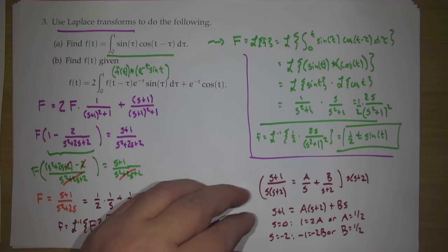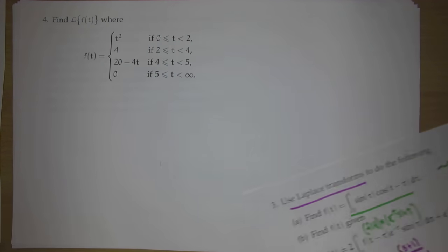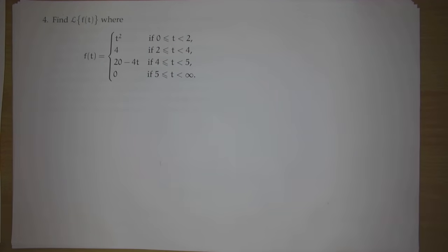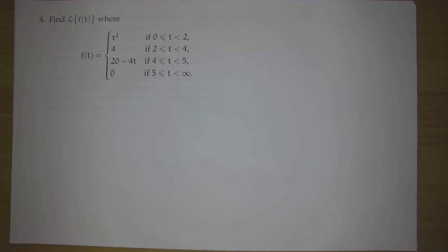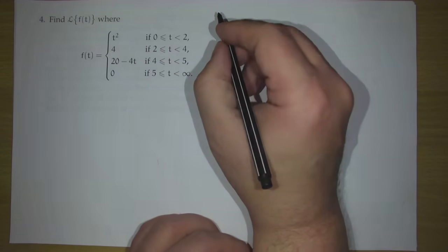All right. Good. Well, I should try to pick up my pace a bit. Number 4. Find the Laplace transform of f of t, where f of t is t squared if we're from 0 to 2, 4 if we're between 2 and 4, 20 minus 4t if we're between 4 and 5, and 0 if we're from 5 to infinity. What kind of function is this? This is piecewise.